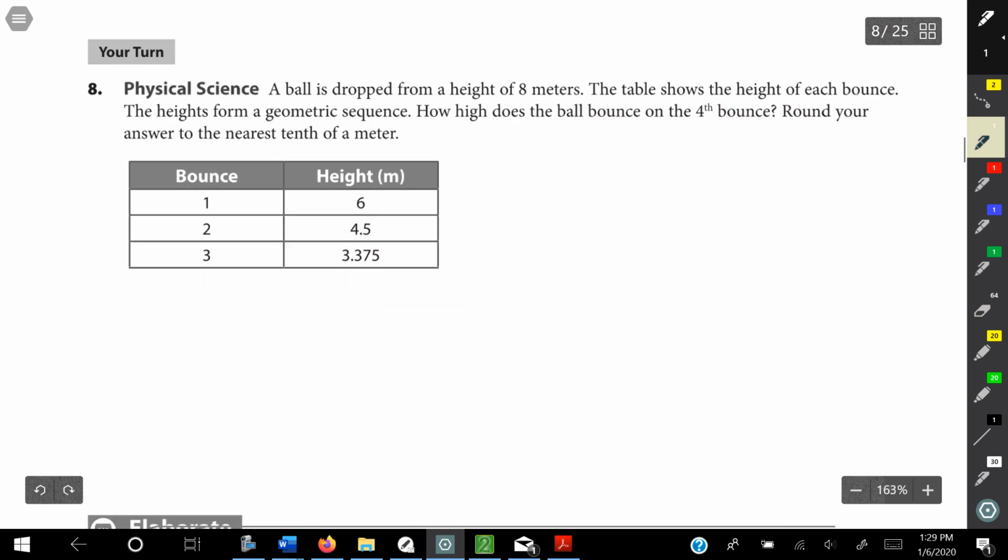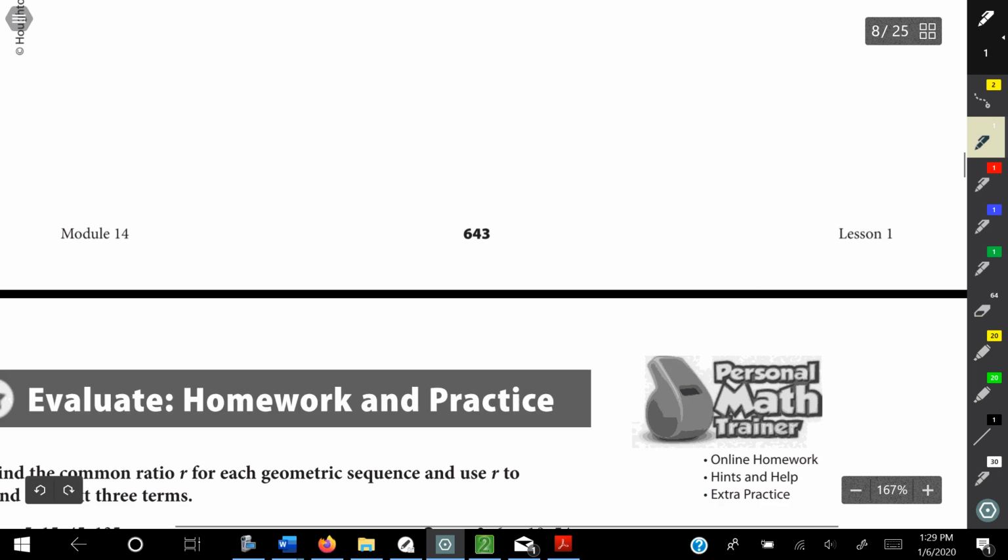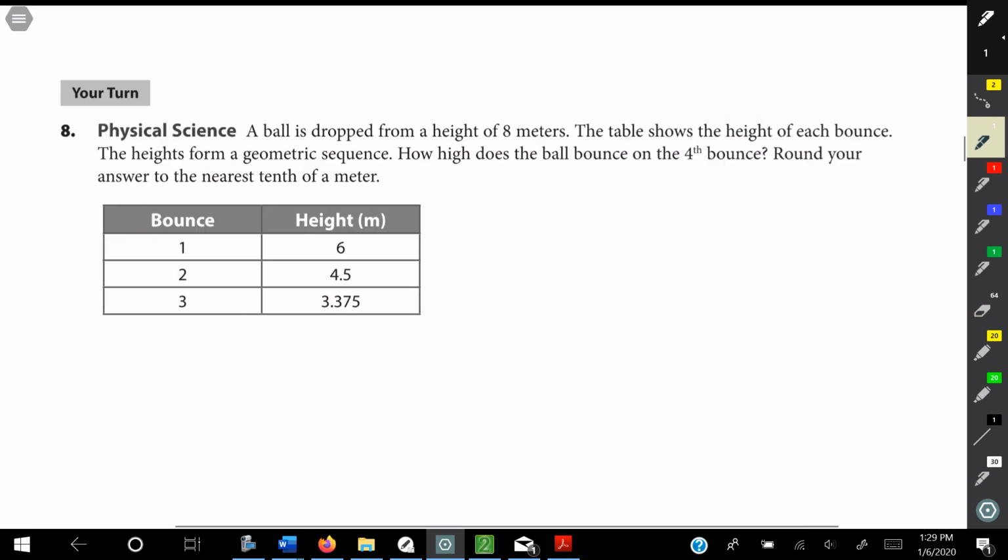All right, go ahead and take a look at this problem, it is on page 643, and see if you can solve this.